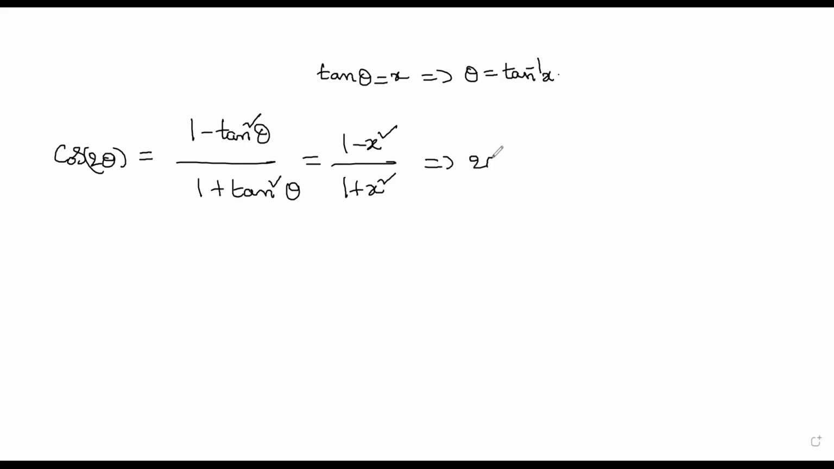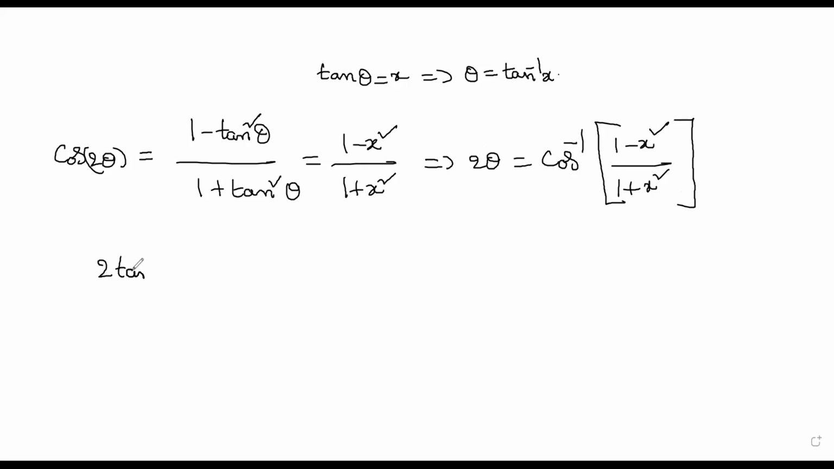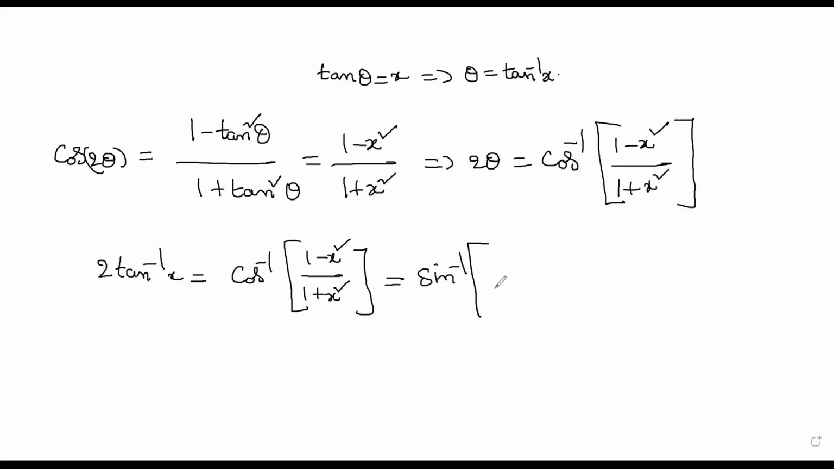So when you find 2 theta, that is cos inverse of 1 minus x square divided by 1 plus x square. And then theta is nothing but tan inverse x. So again, 2 tan inverse x is cos inverse of 1 minus x square divided by 1 plus x square. This is one transformation. The other transformation was sine inverse of 2x by 1 plus x square. Both the transformations we have to remember.